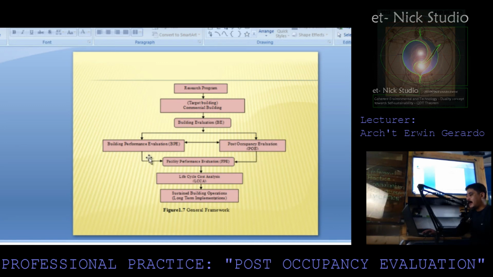Then from here, the next succeeding step is to evaluate the facility performance evaluation, known as FPE, after which we need to evaluate also the life cycle cost, also known as the LCCA, or life cycle cost analysis. Then eventually we would like to sustain the building's operation in a short or long-term implementation.